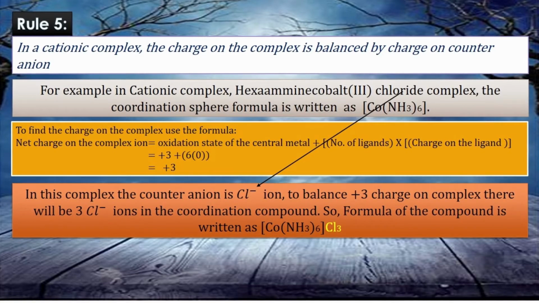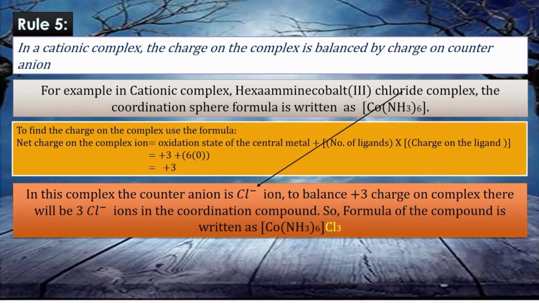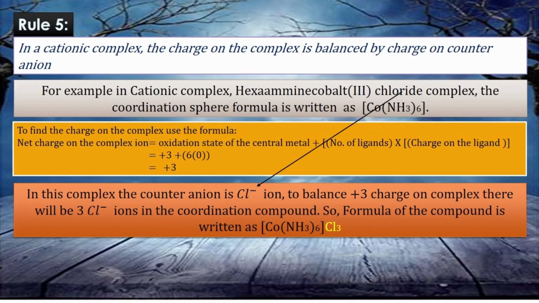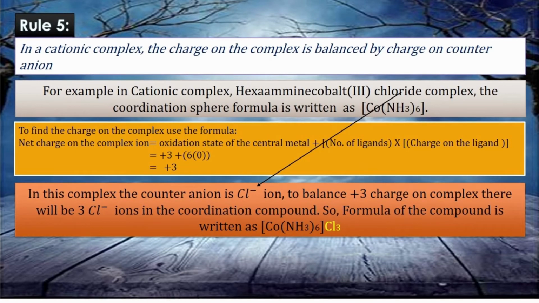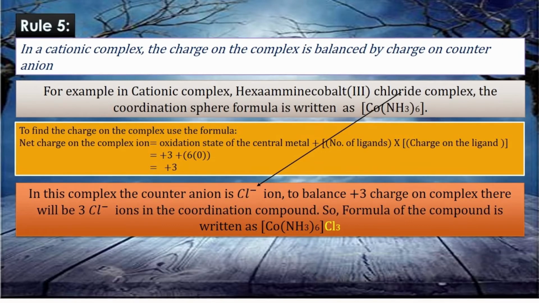So +3 charge on the complex should be balanced by 3 chloride ions, which are present as counter ions outside the coordination sphere. So we will write the formula of the compound as [Co(NH3)6] and then we will have 3 counter chloride ions, Cl3.